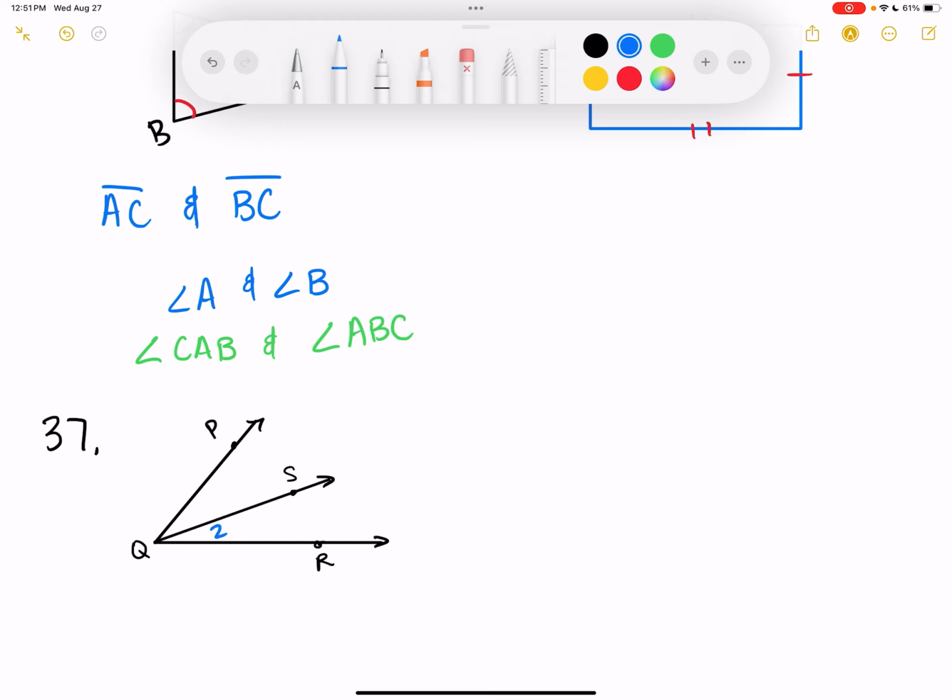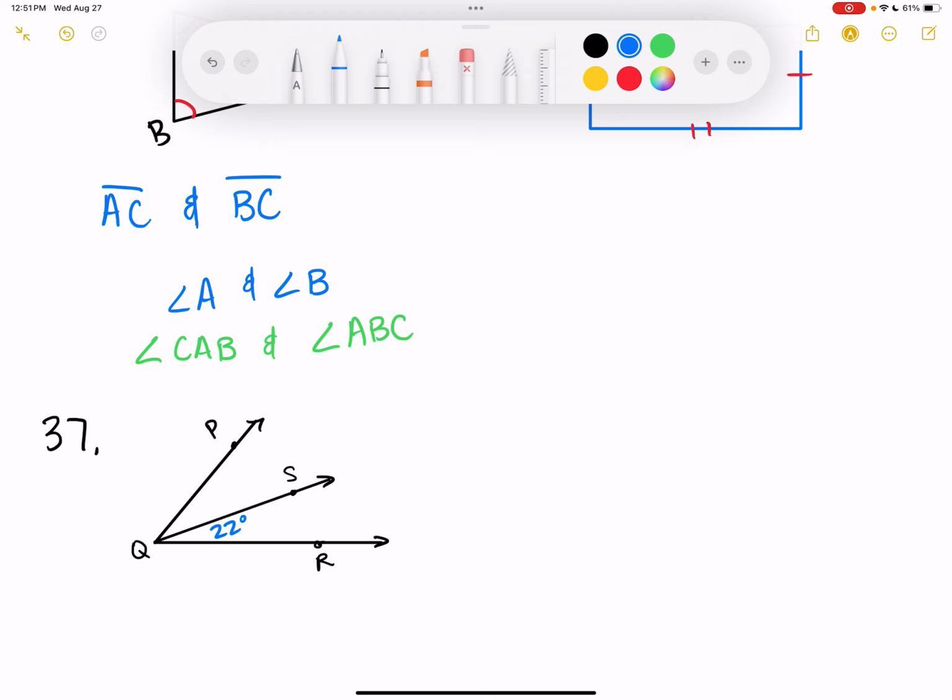And then in here, this is 22 degrees. So they're telling us that QS is an angle bisector. What does that mean? It goes in the middle of it. Yeah, it splits it exactly in half. So we know that angle RQS or SQR, however you want to say it, is 22 degrees.